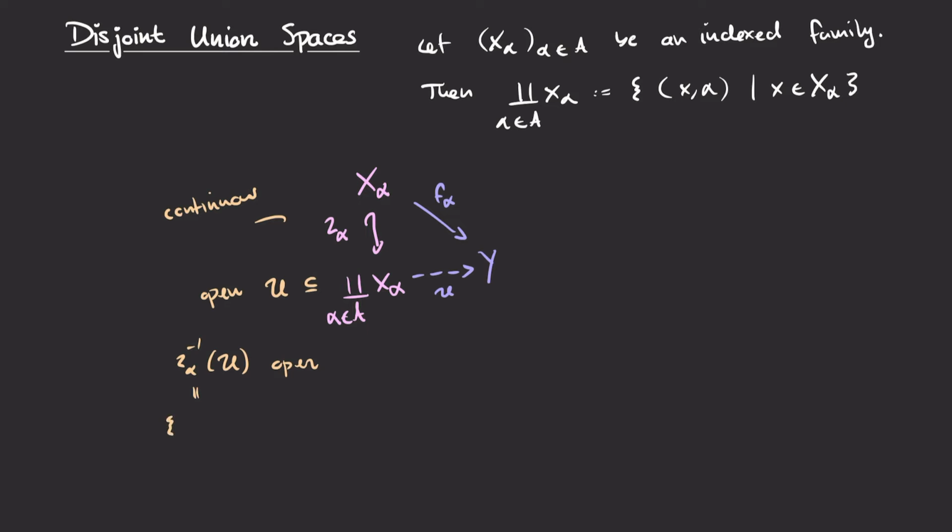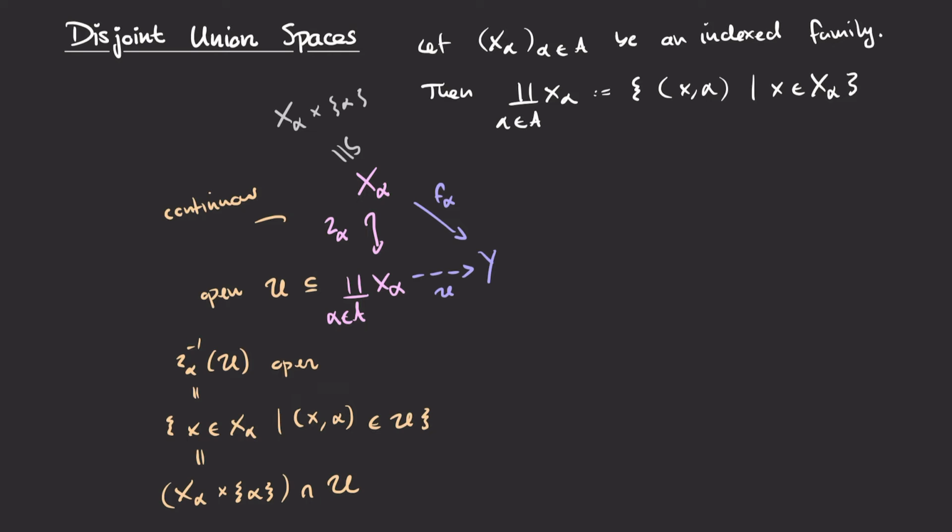But this preimage is just the set of points X in X alpha, such that iota alpha of X lies in U. But we know that iota alpha of X is just a tuple X comma alpha, so we can replace that here. Another way to think about this set is simply as X alpha times the singleton containing the index alpha, and this whole thing intersected with the subset U. So here we've identified X alpha with its isomorphic copy, X alpha times the singleton alpha. And making this identification one more time, we can just write this whole thing as X alpha intersected U.